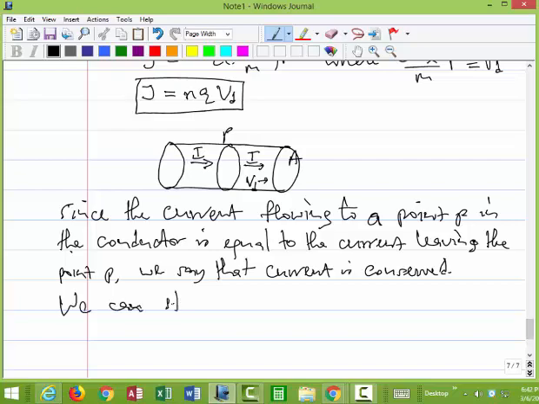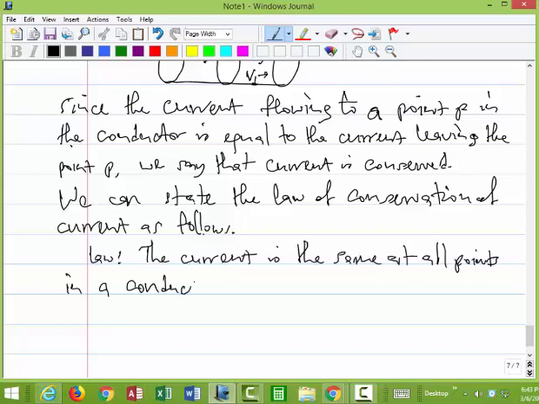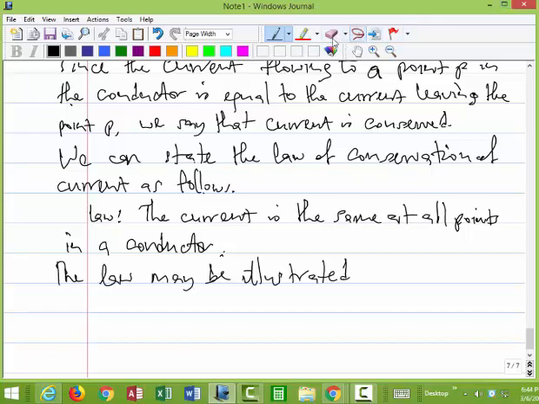So we can state the law of conservation of current as follows. The current is the same at all points in the conductor. We can illustrate this the following way. The law may be illustrated as follows.